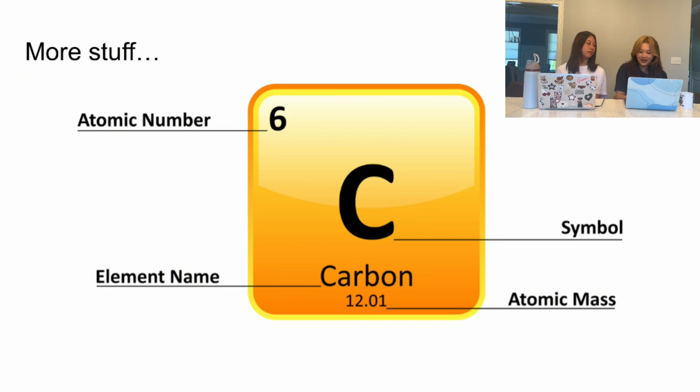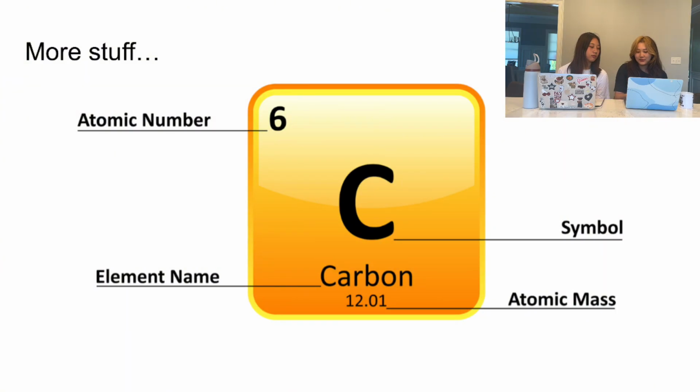You know how the atomic mass is supposed to be the mass of all protons and the mass of all neutrons? The reason why it's not a flat number is because it's relative to the amount of isotopes that there are.